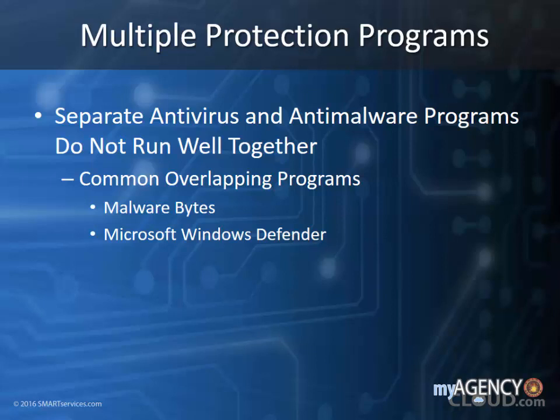Let's make sure that we're watching out for some commonly overlapping programs. Those might include Malwarebytes and Microsoft Windows Defender. We see a lot of agencies with one or both of these on their systems. The Microsoft one usually comes built in. Hopefully your IT people have turned it off already if you do have your own business quality antivirus program. And also, you don't need Malwarebytes if your antivirus program is good enough to do malware scanning.